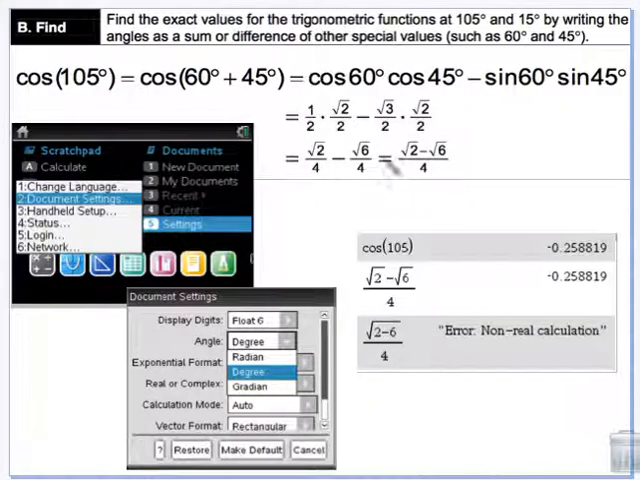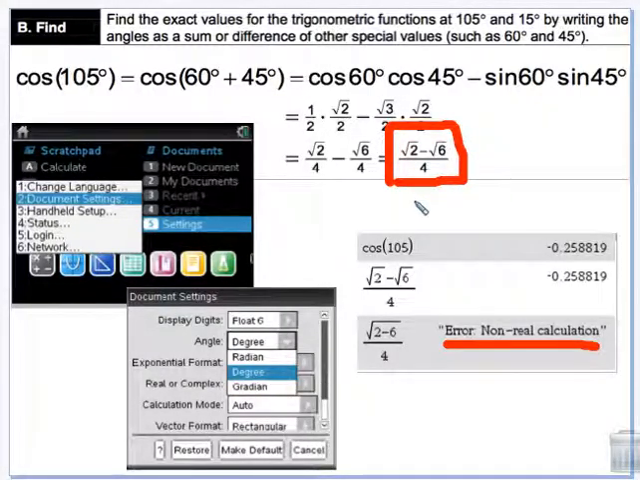I have a lot of people that want to do the square root of 2 minus 6. And if you plug that into your calculator, you're going to get an error message because you'll end up with like the square root of -4, which is an imaginary number. It doesn't work, okay? This is the exact answer. You cannot simplify it any more than that, okay?